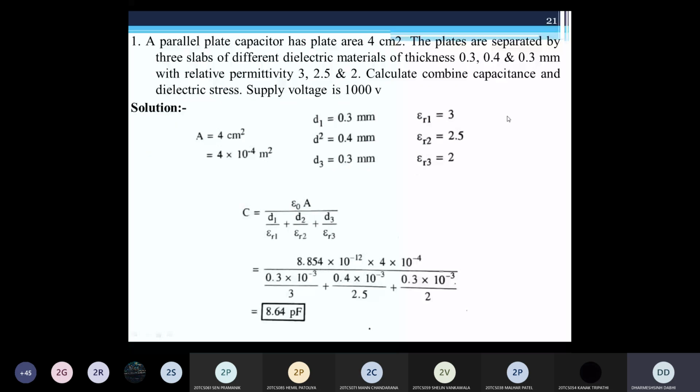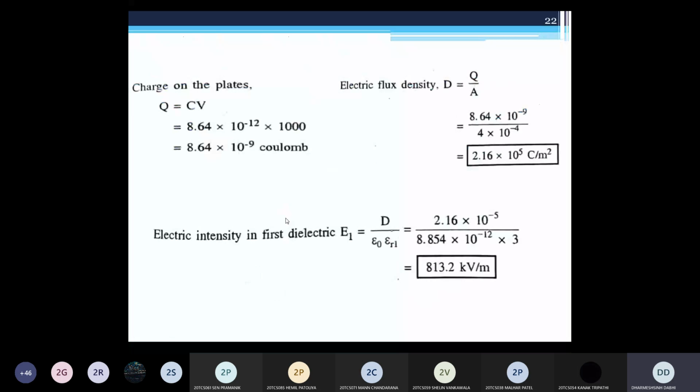Here we require to what? Find out the capacitance as well as dielectric stress. Okay. So how to measure the dielectric stress or dielectric field intensity? First we know that electric flux density D is equal to Q by A. Here Q is unknown quantity. So Q we derive from this equation, C into V. Supply voltage is given 1000 volt. C we already derived, 8.64 into 10 raised to minus 12 into 1000 volt. That gives you a charge 8.64 into 10 raised to minus 9 coulomb.